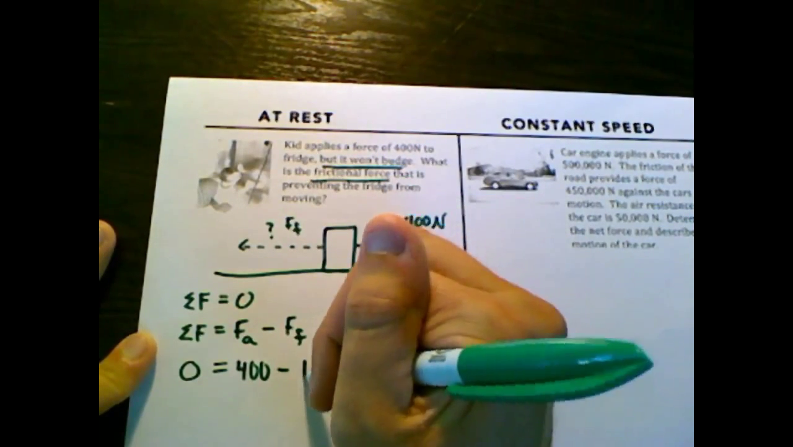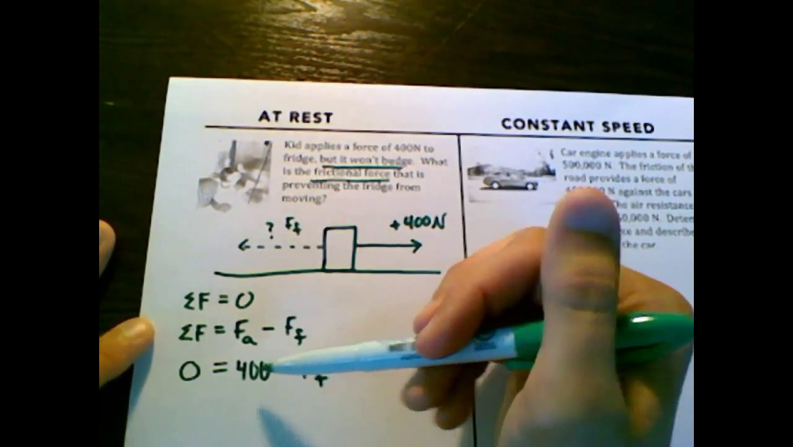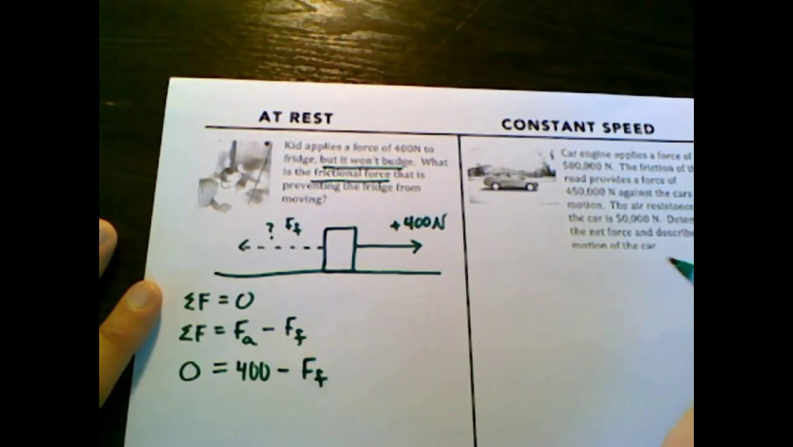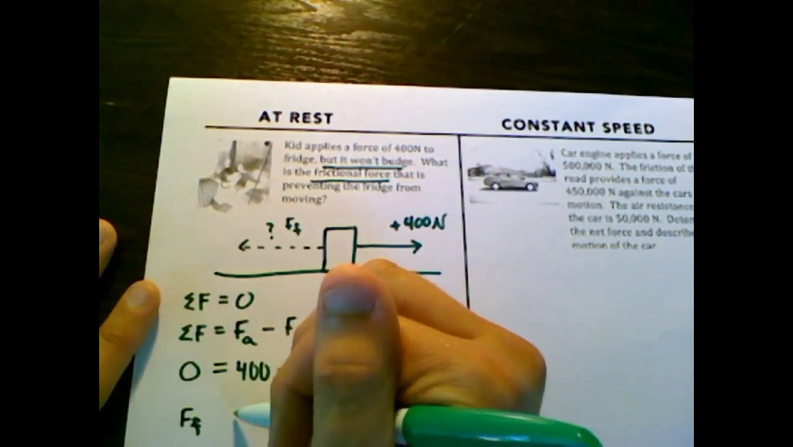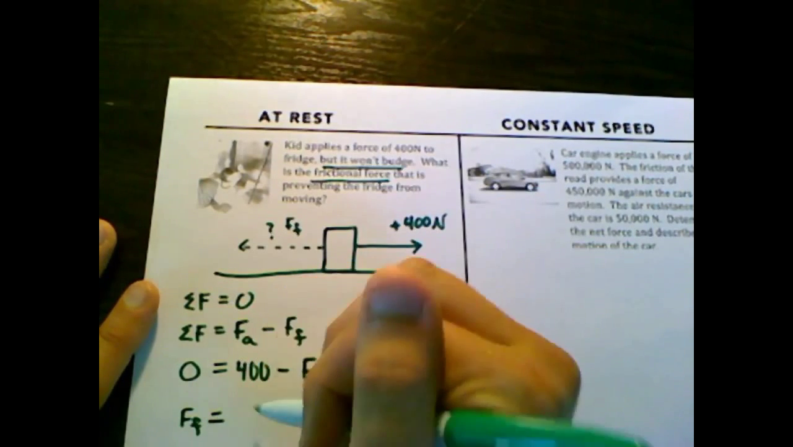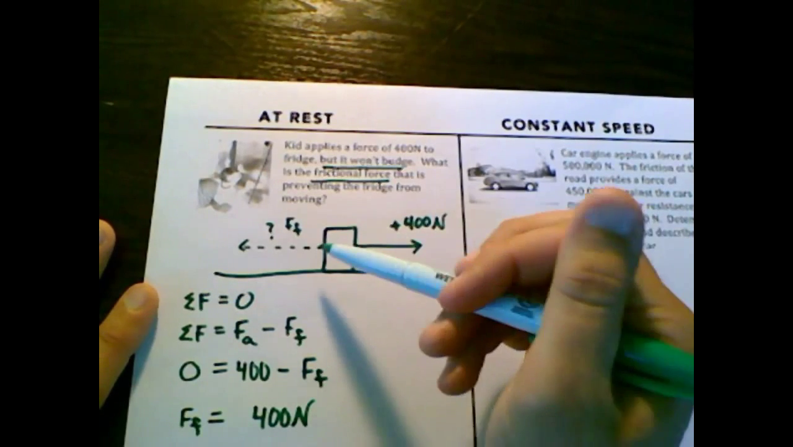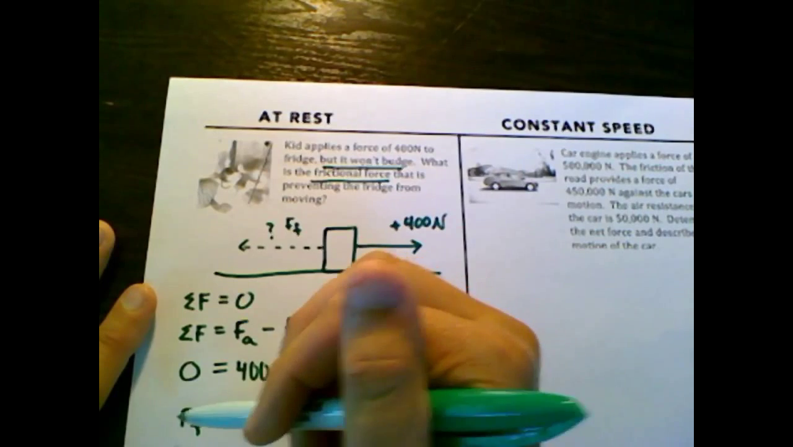So 400 minus the frictional force, we could look at this and say, all right, in order to get 0, 400 minus 400 is 0. And so my frictional force is going to be 400 newtons. But remember, this is a vector quantity. I know my frictional force is going towards the left, so it's going to be negative.